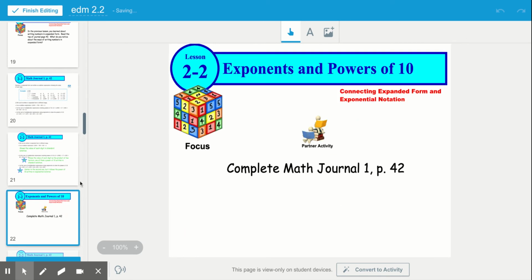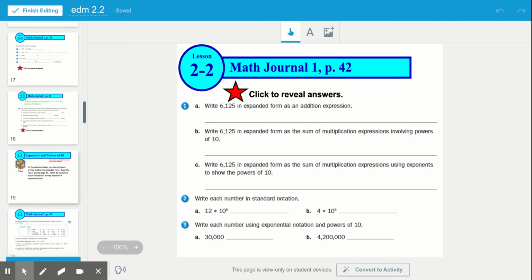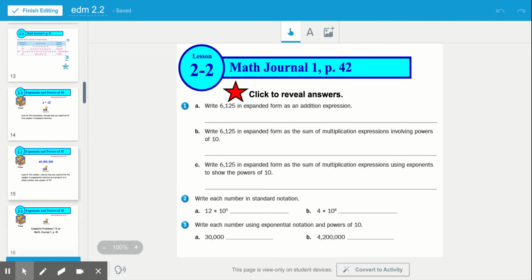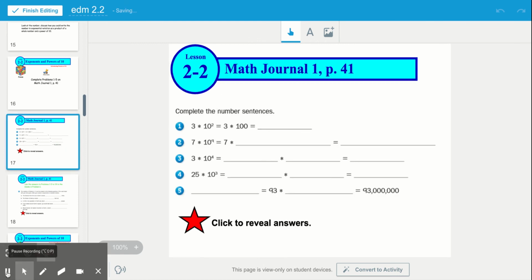Okay, so now moving on to page 42, we have write 6,125 in expanded form, and then write it as a multiplication expression, and then using the powers of 10. Number 2, 12 times 10 to the 5th power and 4 times 10 to the 8th. And then number 3, write each number using exponential notation. So we've got 30,000 and then we've got 4,200,000. So pause your video, rewind if you need to see any of the examples again, and complete page 41 and 42.